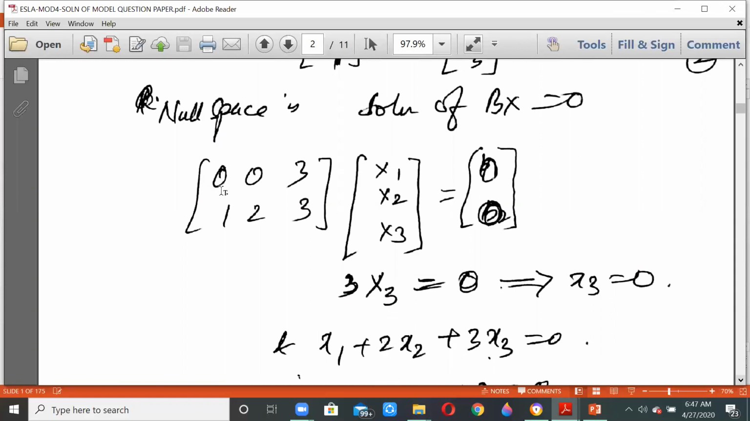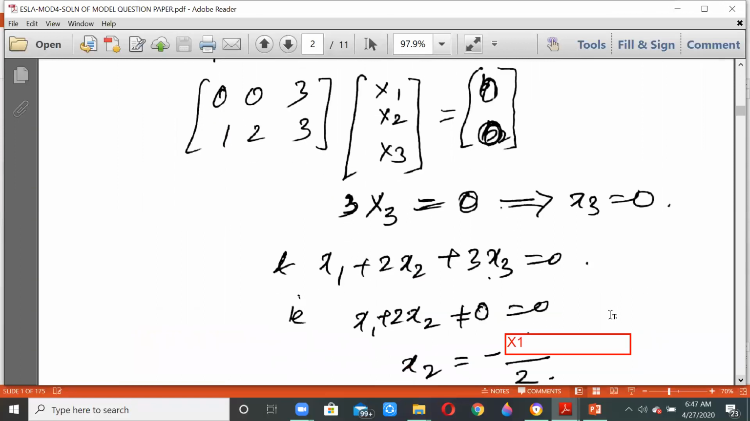If you take the first row, 0 into x1 plus 0 into x2 plus 3 into x3 equal to 0. That will give us 3x3 equal to 0, that is x3 equal to 0. The second one is 1 into x1 plus 2 into x2 plus 3 into x3 equal to 0. That is x1 plus 2x2 plus 3x3 equal to 0, and that's why we are substituting over here.